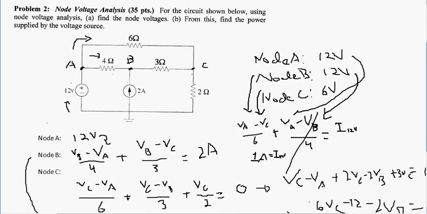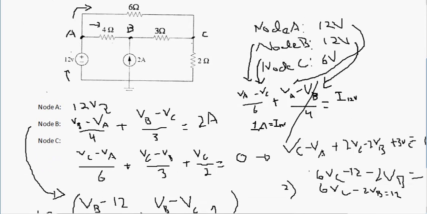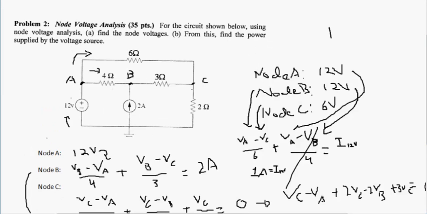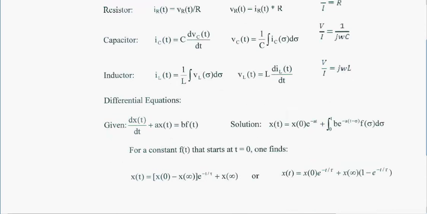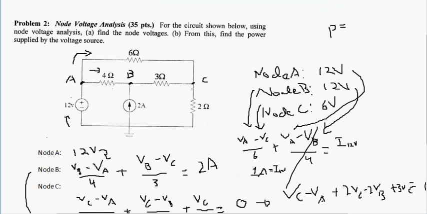Now power is equal to V times I. So we have the voltage source, 12 volts, times 1 amp, which equals 12 watts. There we go.